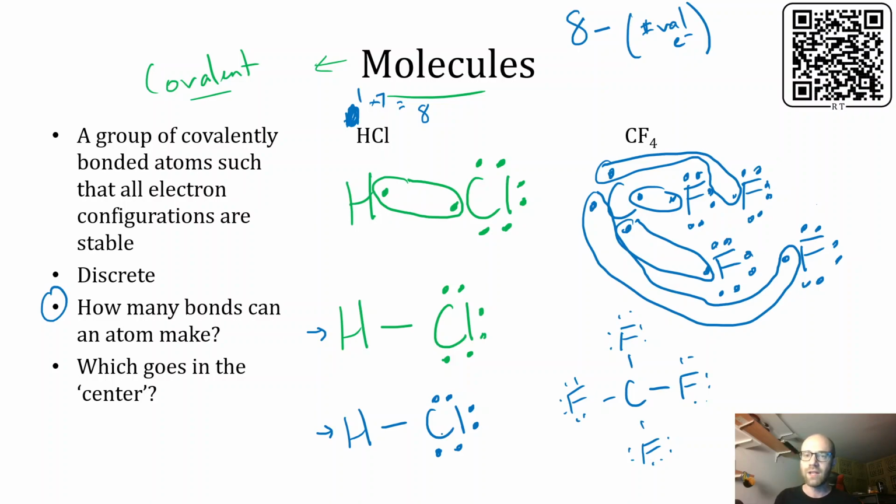So that's good. For this one, we have 4, and then we have 7 for each fluorine, and there are 4 of them, which comes out to be 32 electrons. And then if you counted this up, you'd get 32 electrons. It's a good thing to do at the end to make sure you're not forgetting any lone pairs, that you're not making too many or too few bonds.